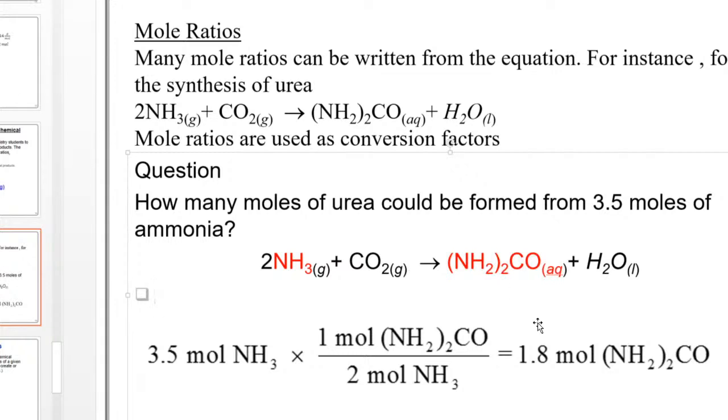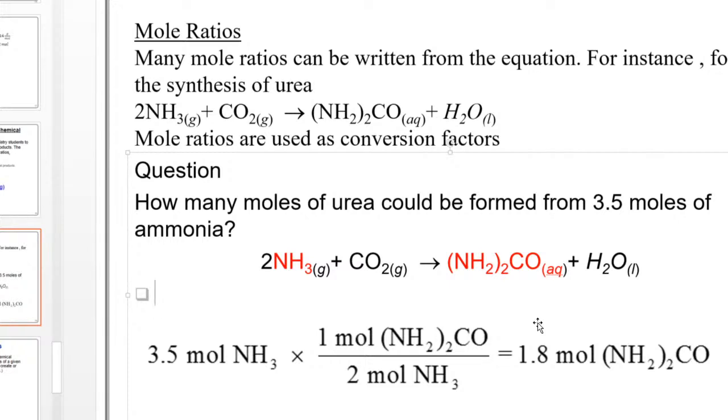The mole ratio between ammonia and urea is actually 2 to 1. So 2 moles of ammonia are reacting to give you 1 mole of urea. What about 3.5 moles of ammonia? How much urea are they going to give you?